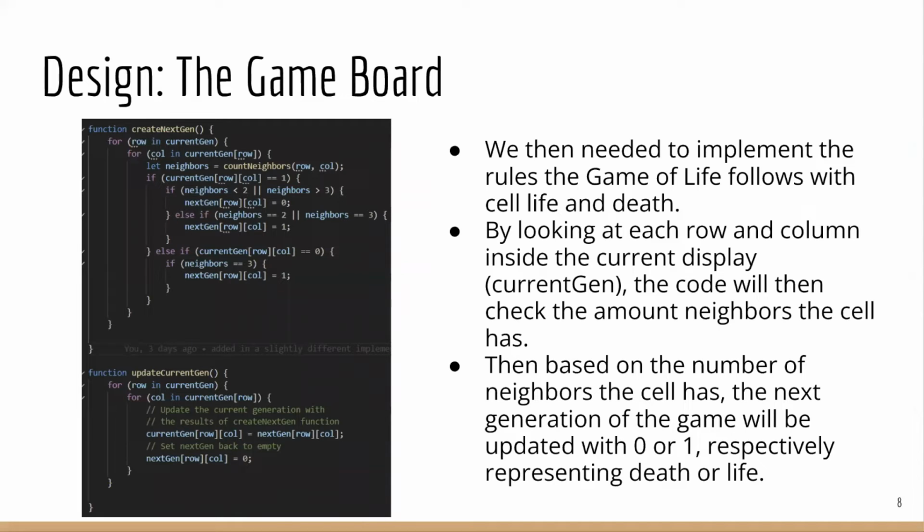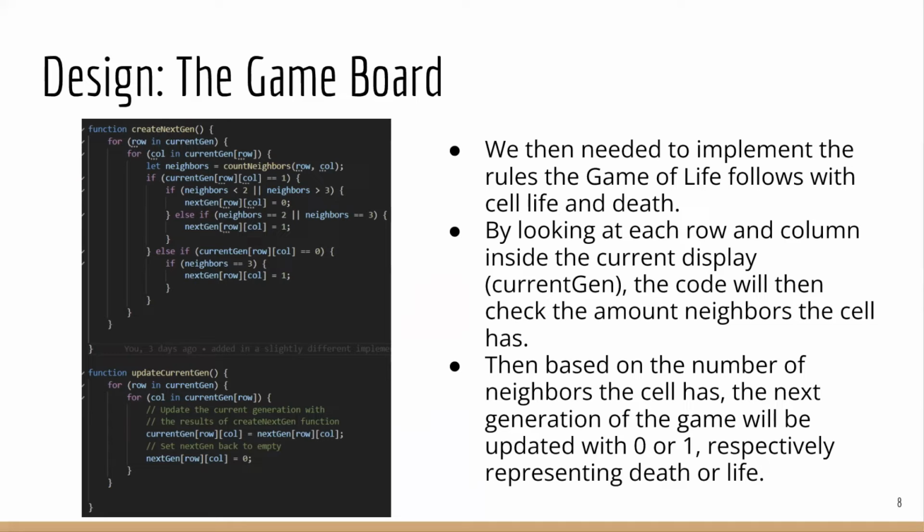As well with the design, we needed to implement the Game of Life rules that it follows with cell life and death. So we look at each row and each column inside the current generation. The current generation is a 2D array that saves the state of every single cell inside the current game board. And then the code checks the amount of neighbors that the cell has. We check this by looking at the 8 neighbors that surround the cell. If there is a live cell there, we add 1 to the count. If there's a dead cell, we add nothing to the count.